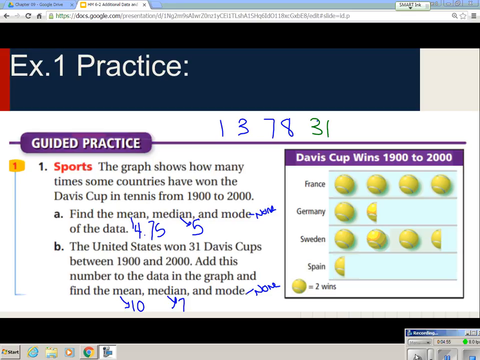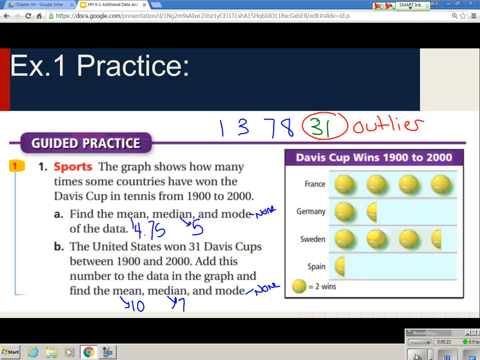All right, so as you can see here in A, the mean was 4.75, the median was 5, and there was no mode. Nothing happened most often. And then when we added the US, we had 31 Davis Cup championships. Your mean jumped all the way up to 10. Your median went to 7. Mode didn't change. So what did we add here? Well, we added what we called an outlier.